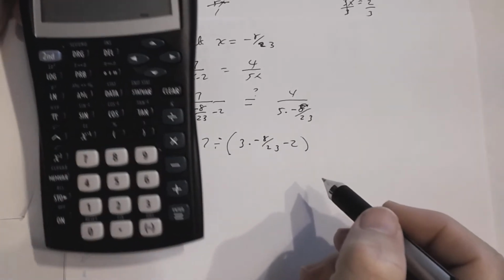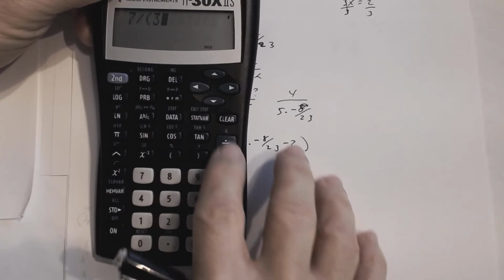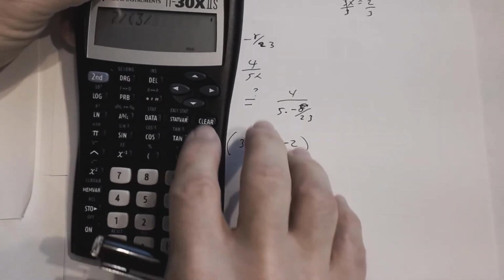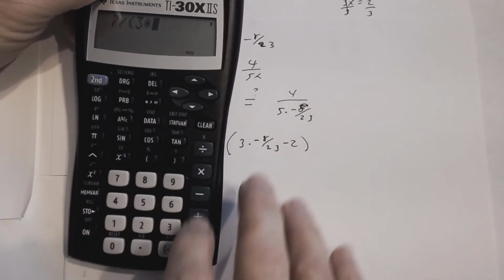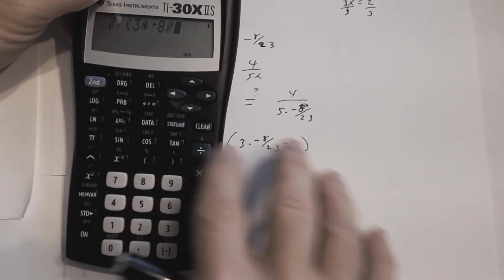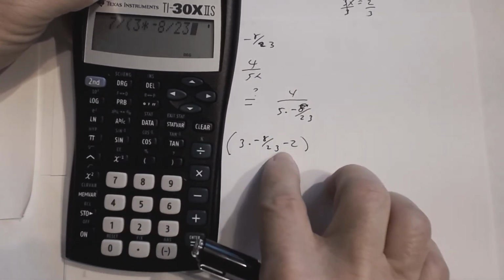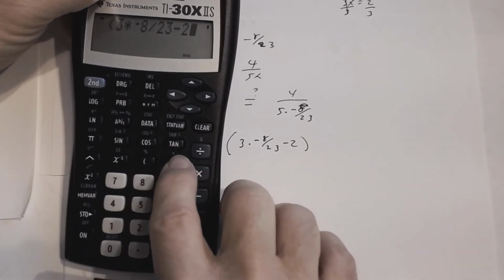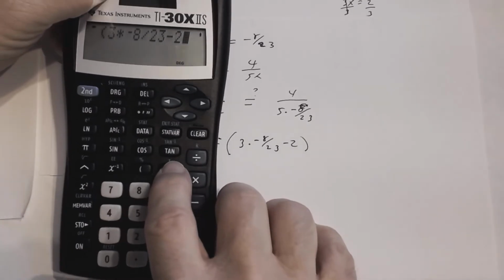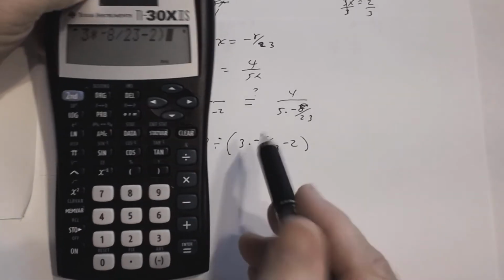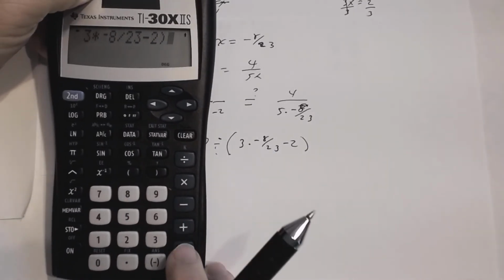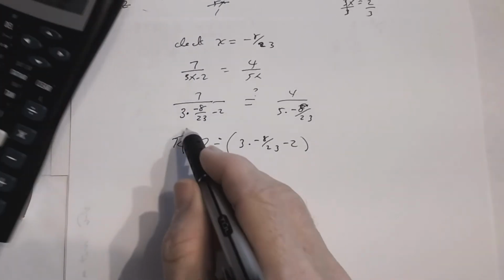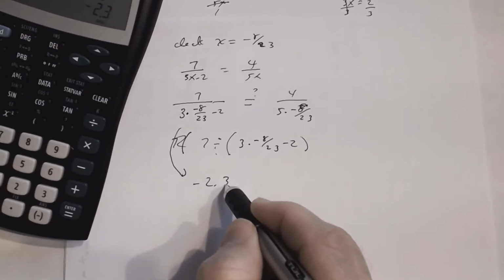Okay, just like that. So 3 times negative 8 divided by 23, and then minus 2. Subtract 2. Make sure you press the subtract button. And then now close the parentheses. You got to close this parentheses with this one, and then press equal, and I get negative 2.3. So that side here is negative 2.3.